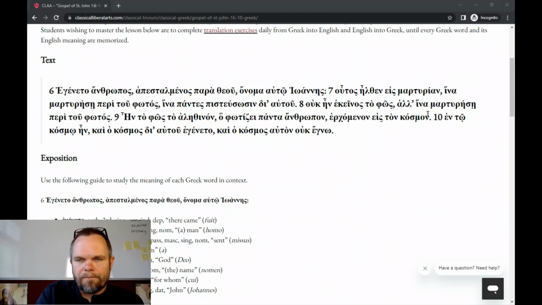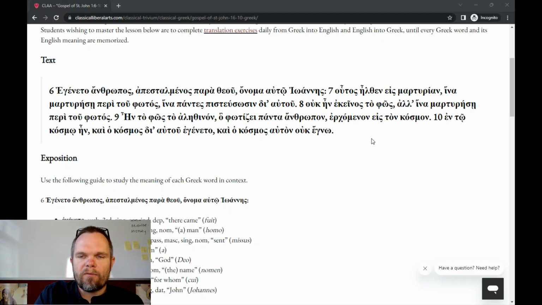And verse 10. En to kosmo ein. There's an example of the verb ein with a lowercase eta. That's the same verb that we see here at the beginning of verse 9. I was looking for that before and didn't see it. Verse 10. En to kosmo ein, kai ho kosmos di autu egeneto, kai ho kosmos auton uk egno.